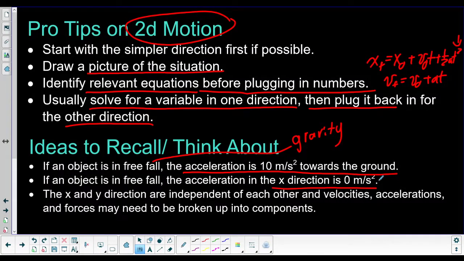But if something is falling and it doesn't have something to push it sideways, like a rocket booster or a hang glider or a big fan or a crosswind, then it's not going to accelerate in the x direction. That's kind of what free fall means. So our acceleration in the x direction will equal 0, which is going to be handy in some of these problems. The last thing is that the x and y direction are independent of each other.